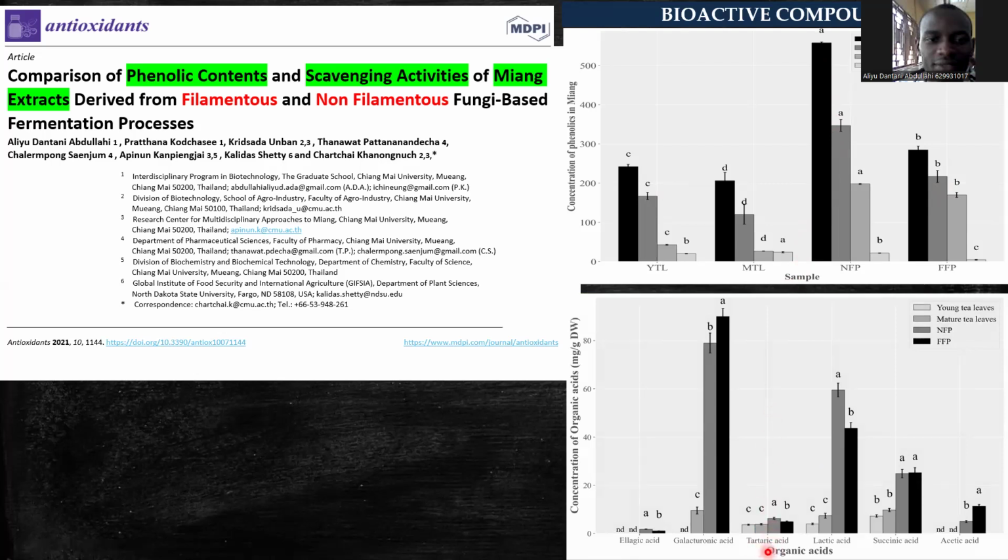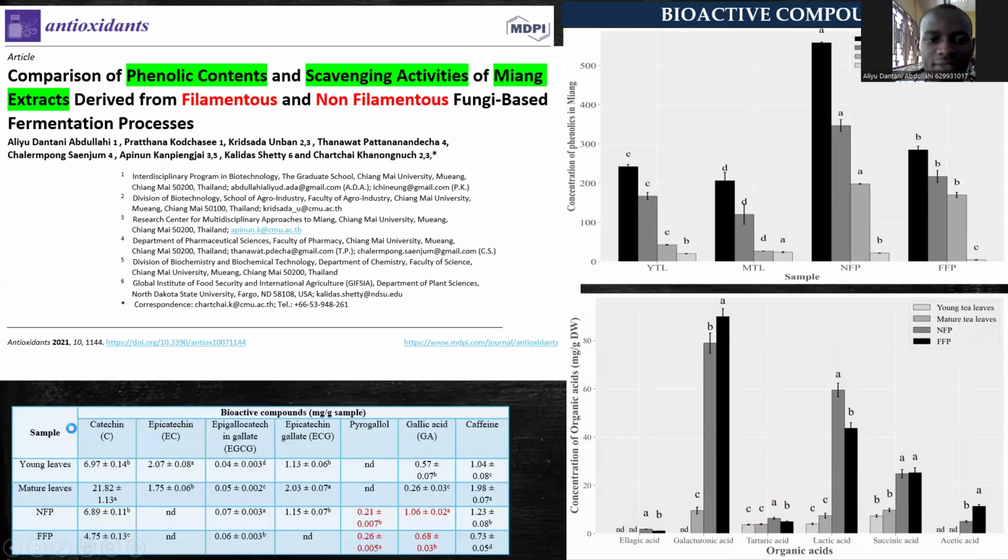So for this tartaric acid here, for example, if you notice, sample young tea leaf and mature tea leaf here, I have the same data label. It means the concentration of tartaric acid in these two samples are not significantly different. That's the interpretation here, right? So the same thing here for the tables.